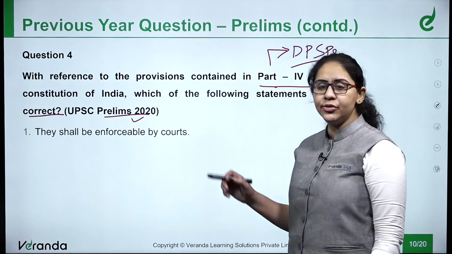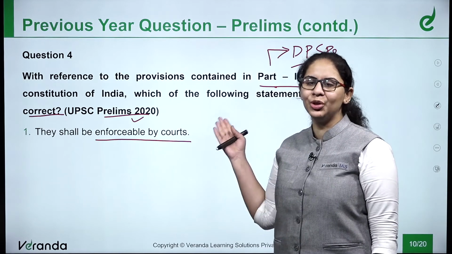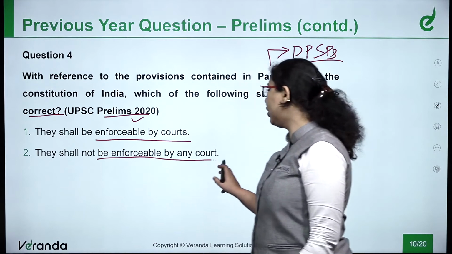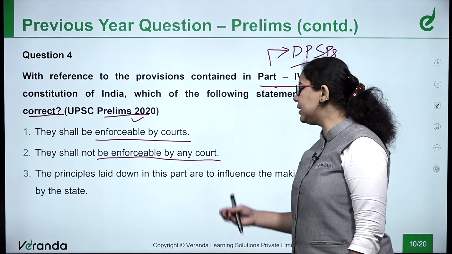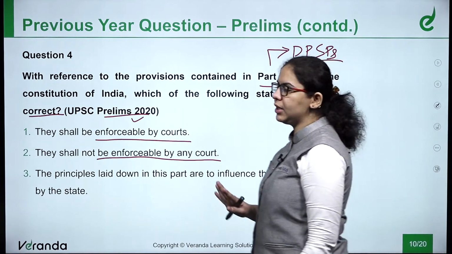Option for sentence first is, they shall be enforceable by courts. I have already told you, non-justiciable, non-enforceable. They shall not be enforceable by any court. Then comes the principles laid down in this part are to influence the making of laws by the state.